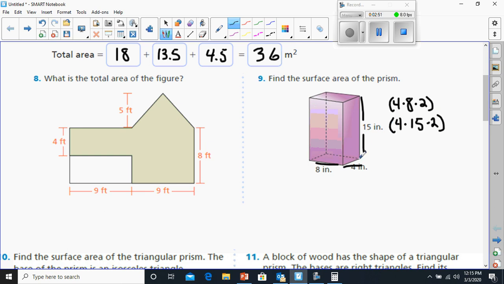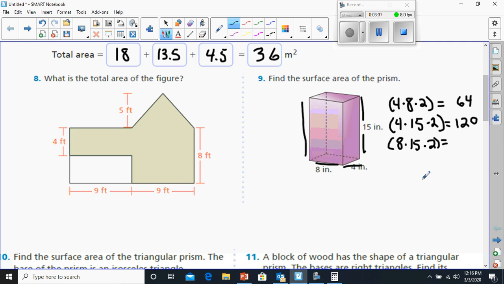And then I know another one is going to be, let's see, that would be 8 by 15, right? 8 by 15, this side and the other side. So that would be 8 times 15 times 2, since there are 2 sides as well. And then once I find the answers to these, I'll have to add them together to find the total. Well, let's see. 4 times 8 is 32, and 32 times 2 will be 64. Now I got 15 times 4, that's going to be 60, and 60 times 2 will be 120.